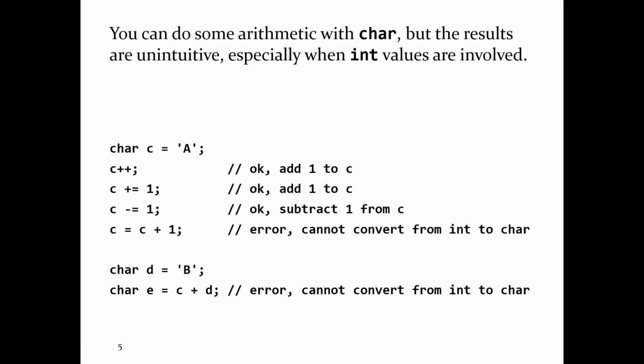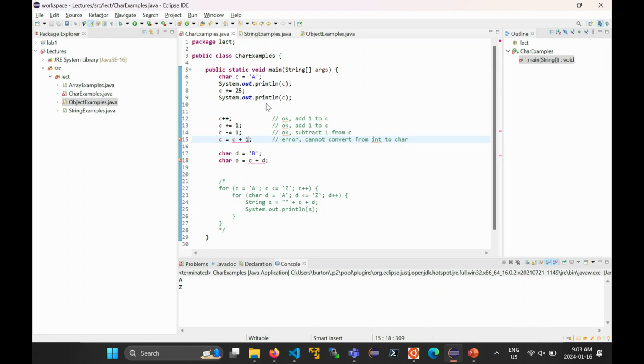Now, if you happen to know that C plus 1 does not overflow the range of char, you can tell the compiler, hey, treat this value as though it were a char. That's called a cast in Java. So you can make this error go away by taking the value of C plus 1. I want the entire sum, and I can tell the compiler to treat that value as though it were a char using a cast. That right there is an example of a Java cast.